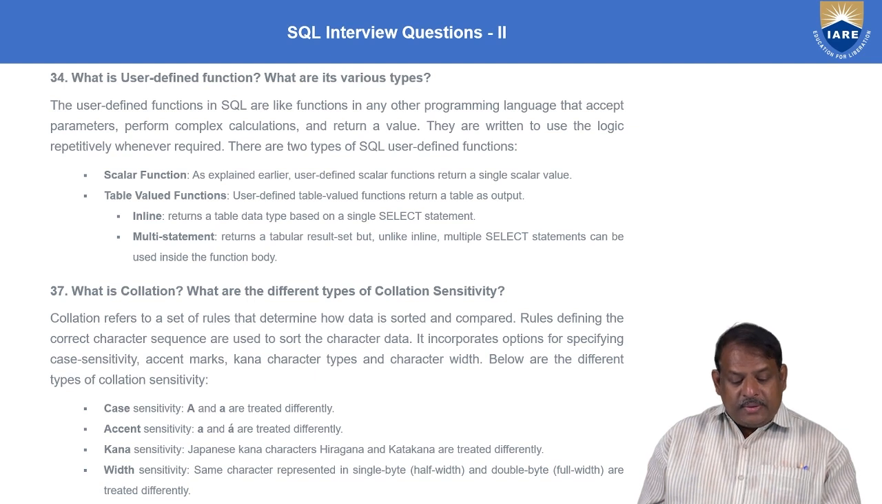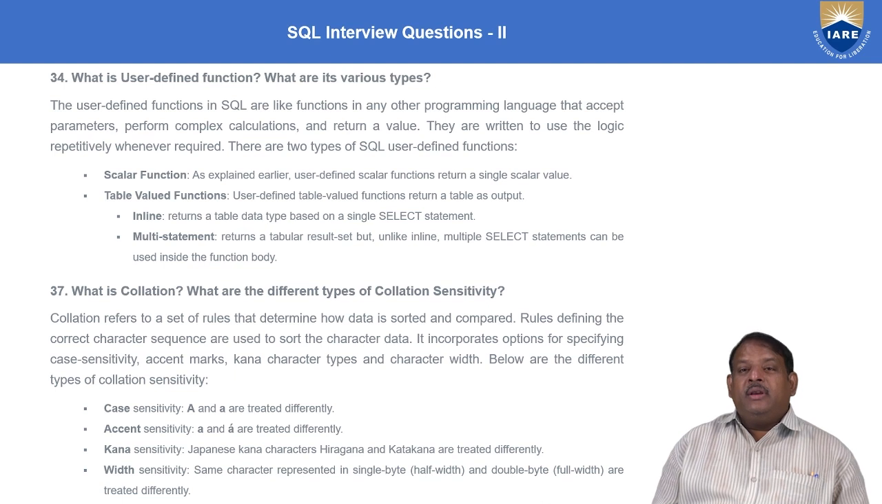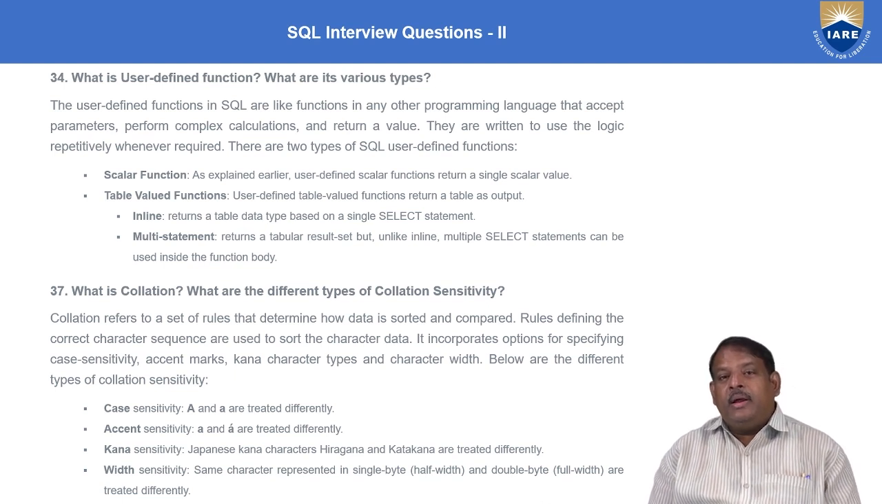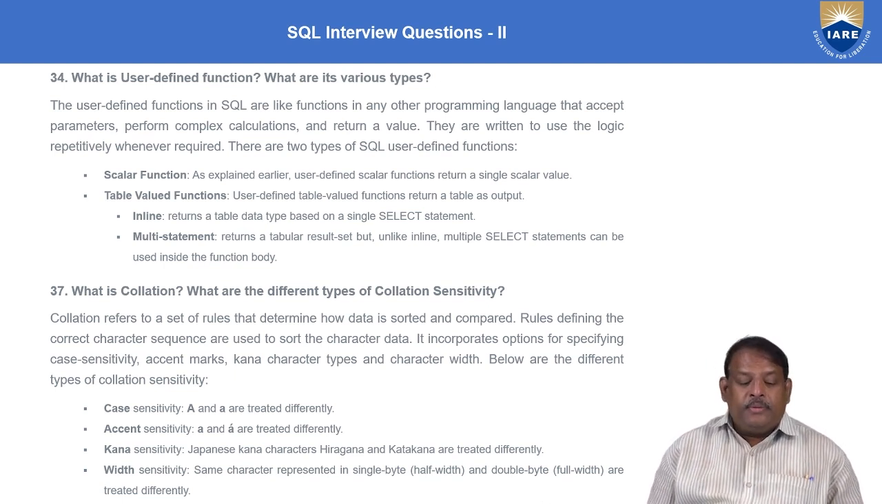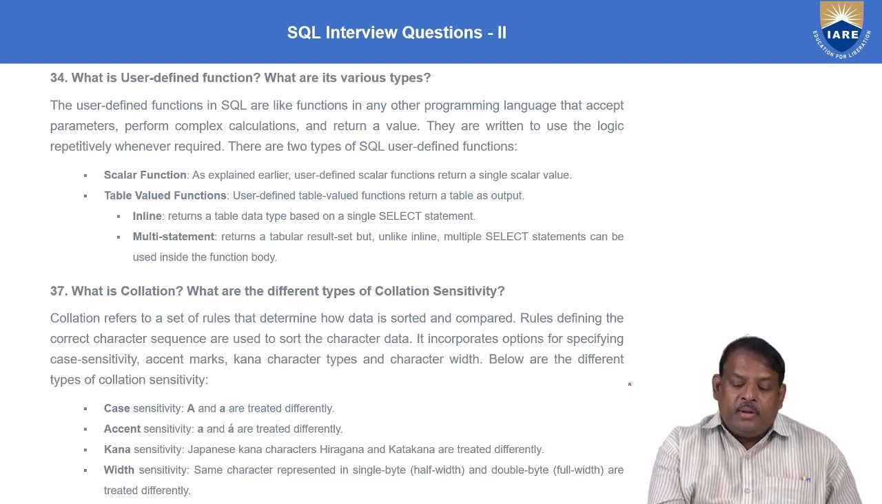If you make accent sensitivity, A and this A are treated separately. Kana sensitivity means Japanese kana characters, hiragana and katakana, are treated differently. Width sensitivity: some characters represent single bytes, half width, some double byte. So these are all properties of the collation. Based on the collation, your data is stored. By default, we will be using Latin, I think Latin English.